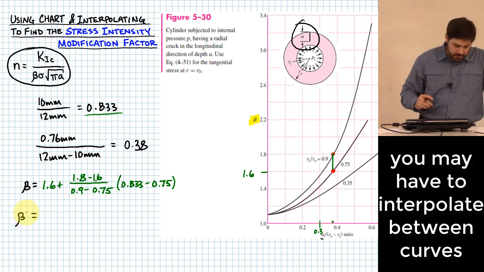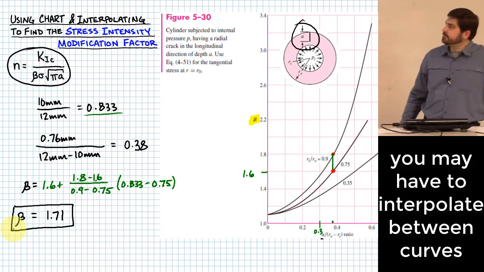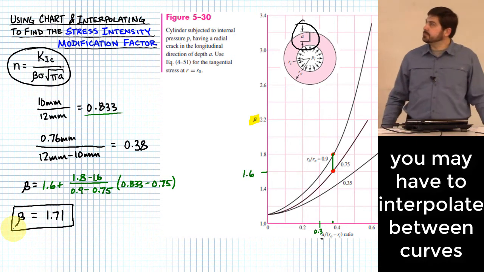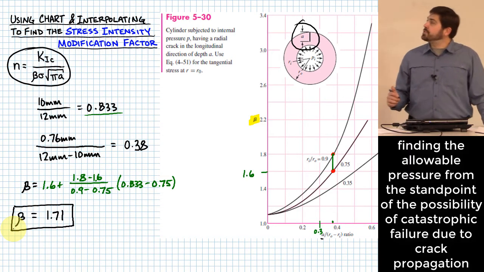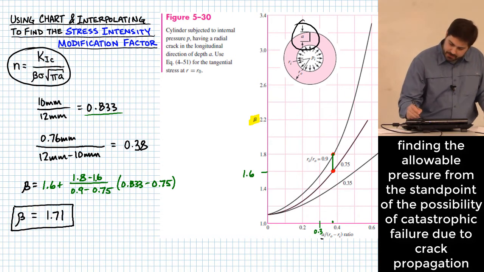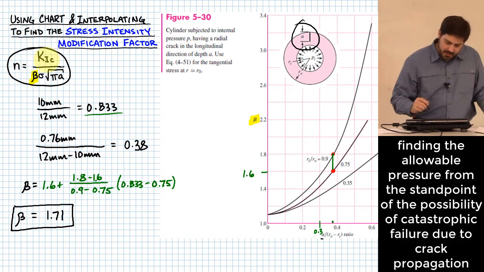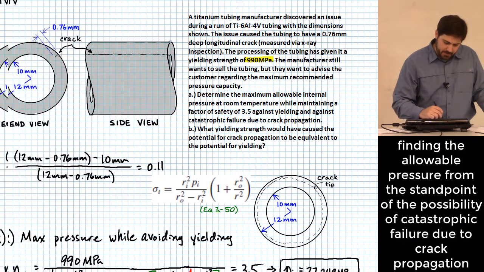Okay, and so what comes out of this is 1.71. With me so far? All right, good stuff. So all I have to do now is take my beta factor, so that's what I just found right here was beta. Earlier I found KIC. I need to take those over to my calculation and set it equal to a factor of safety so that I can find pressure, really, is what I'm going to do.